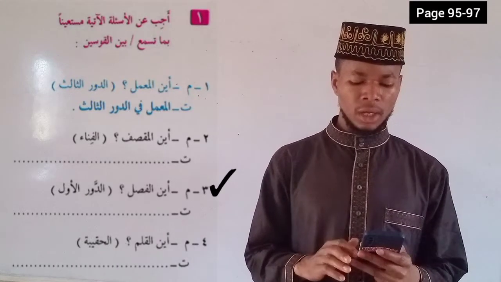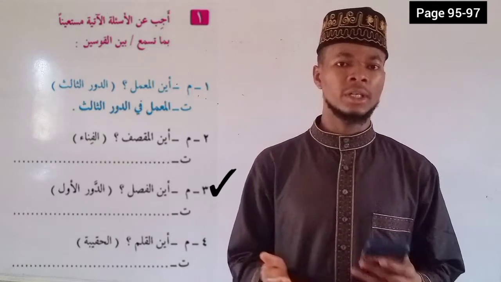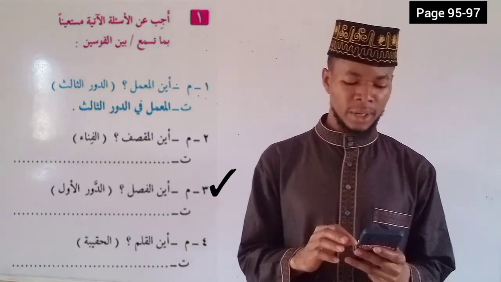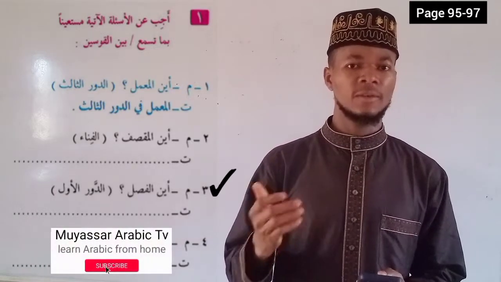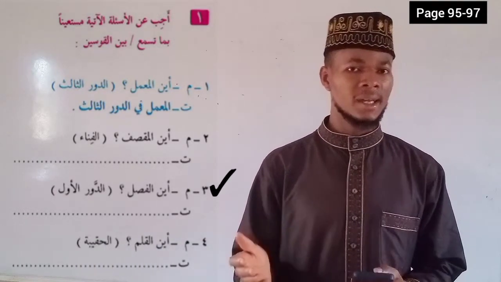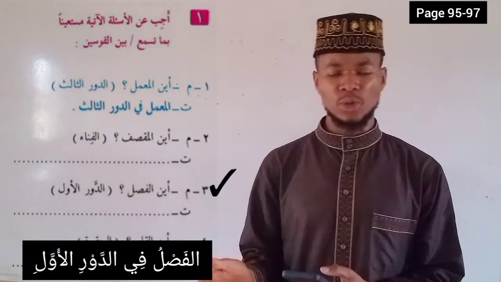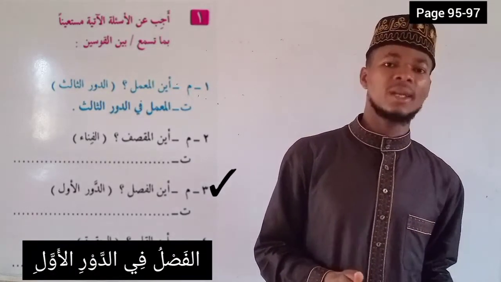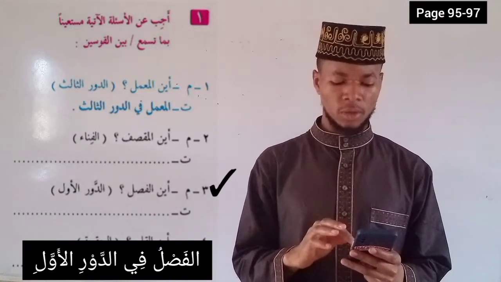Number three, we have أين الفصل? Where is the class? And in the bracket we have الدور الأول, the first floor, meaning the class is in the first floor. So now we see الفصل في الدور الأول, the class is in the first floor.